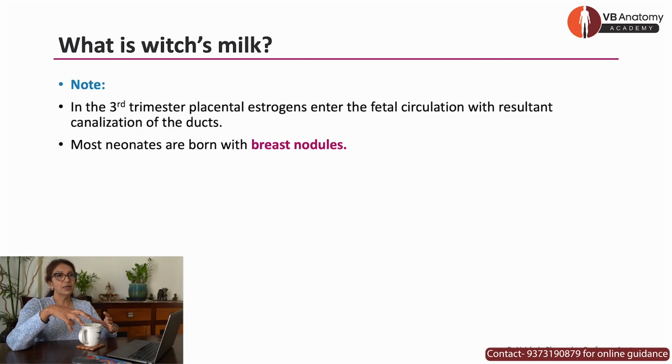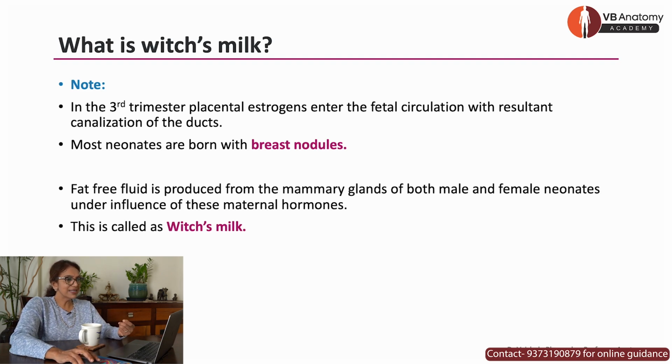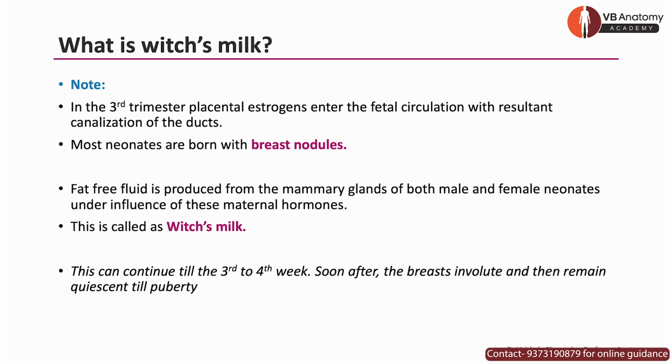Because the infant in the embryo is intrauterine, it is under the influence of maternal hormones which are crossing over. Under the influence of these hormones, breast nodules develop in the infant's mammary glands, and these can secrete a certain amount of fat-free fluid, which can be referred to as witch's milk. Once the baby is delivered, within 3 to 4 weeks this will stop. It happens in some infants.